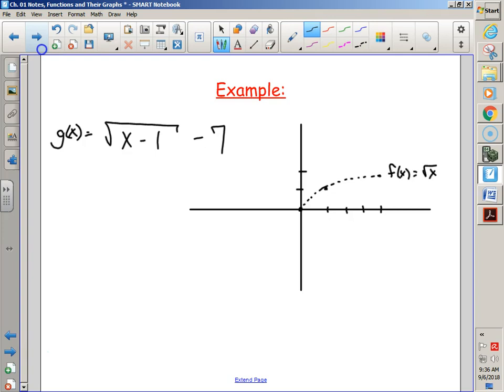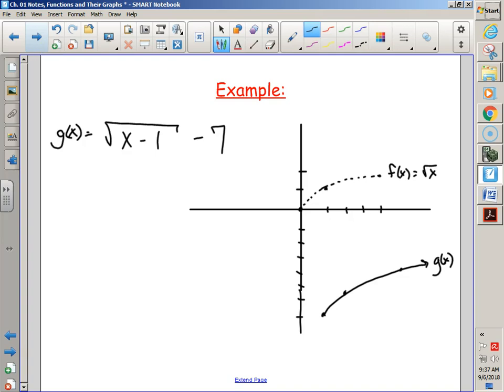But what are we doing to it? Right 1, 7 down, right? 1, 2, 3, 4, 5, 6, 7. So what are we taking? Right 1, 7 down. So the 0, 0 goes right 1, 7 down. Perfect. The 1, 1 goes right 1, 7 down. The 4, 2, square root of 4 is 2, goes right 1, down 7.